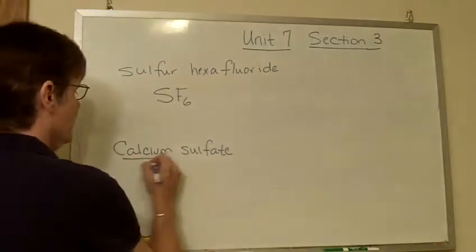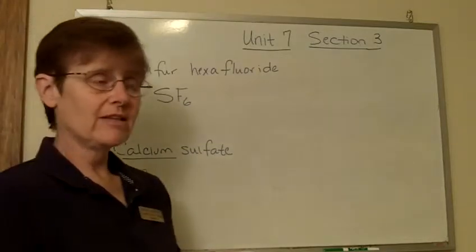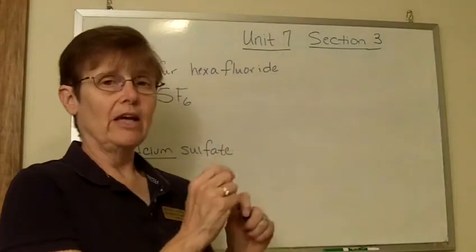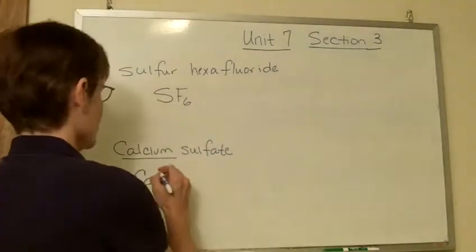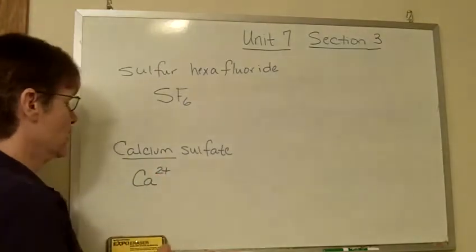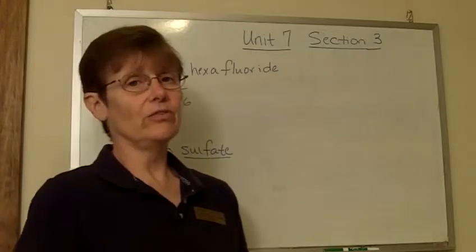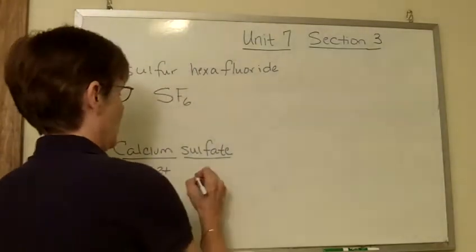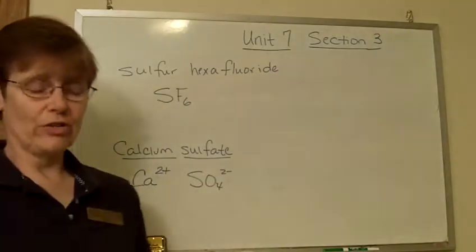So calcium is Ca. I look at the periodic table and I see that calcium is in the second column from the left. It's in column 2A. And way back we learned that all of those have a charge of +2. So that has a 2+ charge on it. Sulfate, like I said, is a polyatomic ion. So if you've forgotten it, you just have to pull out your notes and look at that again. That is SO4 with a -2 charge on it.